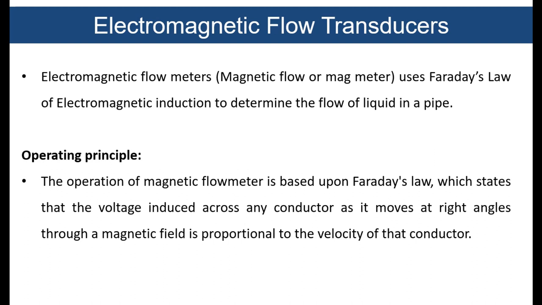So the operating principle of this electromagnetic flow meter is based upon Faraday's law, which states that the voltage induced across any conductor as it moves at right angles through a magnetic field is proportional to the velocity of the conductor. By utilizing this law in the electromagnetic flow meter, we can get the data of the flow of the liquid or any gas inside the pipe, or wherever this flow meter has been added.